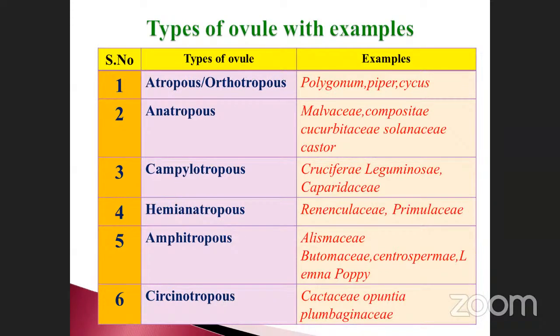And amphitropous: Alismaceae, Butomaceae, Centrospermae, Lemnaceae, and also poppy. These are the fifth one. And the last one is called cyclotropous. It is nothing but the Cactaceae, otherwise called Opuntia. These are the types of ovules. These are the examples. Just go through it, this one is very, very important.